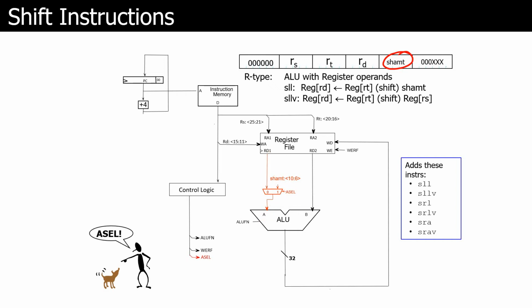So pretty straightforward, but now you can see that we're going to have to add multiplexers in order to differentiate between which operations we want to do. And with this, you can add all of our shifting operations: shift left logical, shift right arithmetic, to give a few, as well as their V versions.